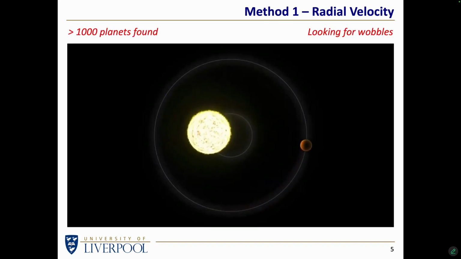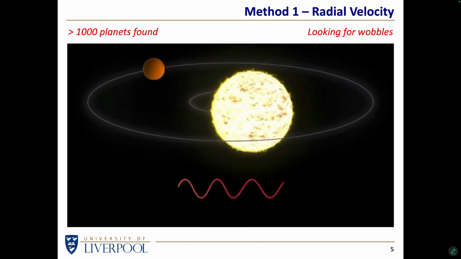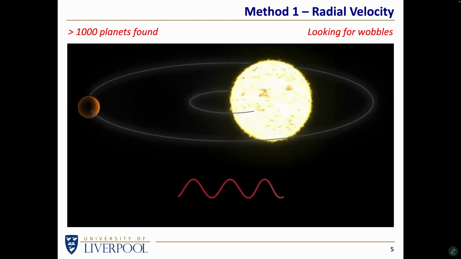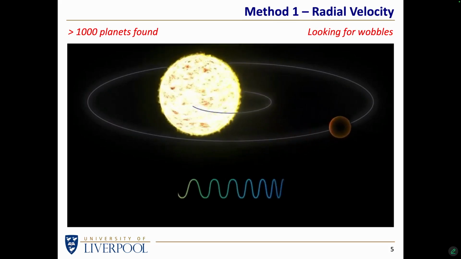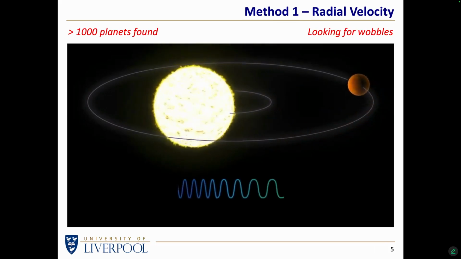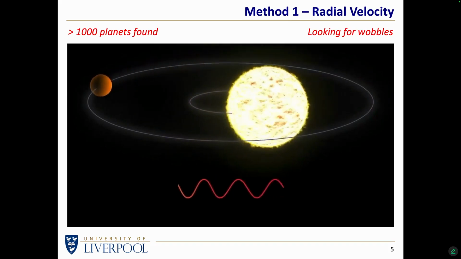The first one is looking for wobbles, and this has been used for finding thousands of planets. If we imagine a planet going around a star, they both move around their common centre of gravity. So depending on the mass of the planet, the star will wobble a bit, and sometimes it'll move towards us and sometimes it'll move away from us.